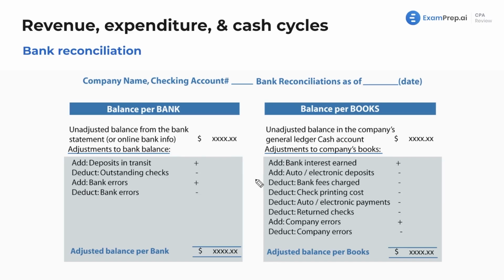You might be freaking out. Don't freak out. Don't panic. I'll walk you through it. Kind of like how we have debits and credits that match up, the balance for the bank and balance for the books, well, adjusted balance should equal each other. We should have, let's say, $1,000 and $1,000. Now, how do we get there?